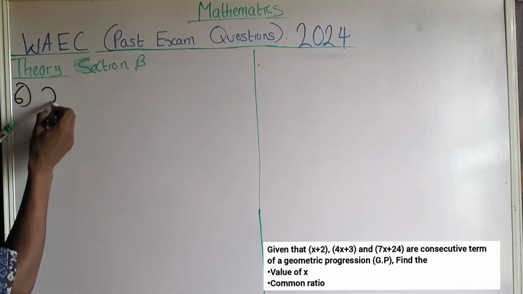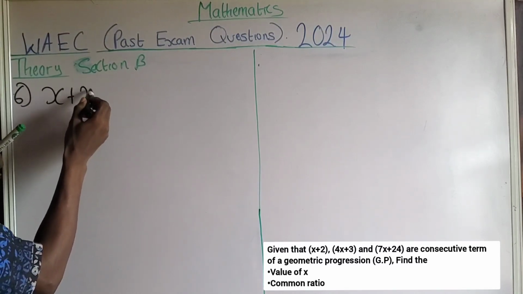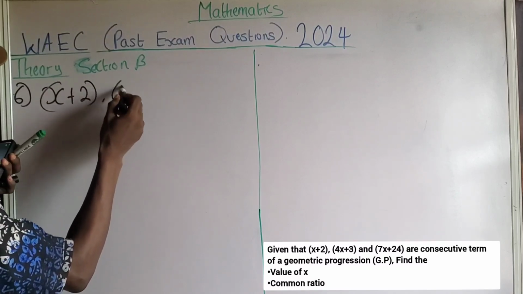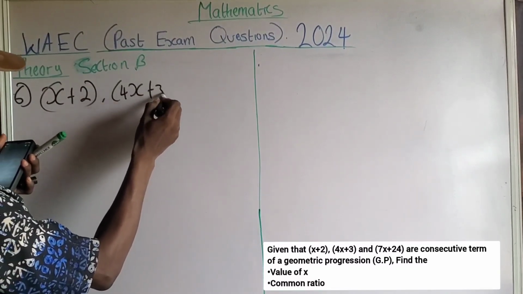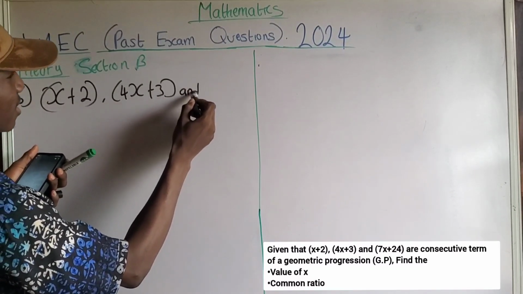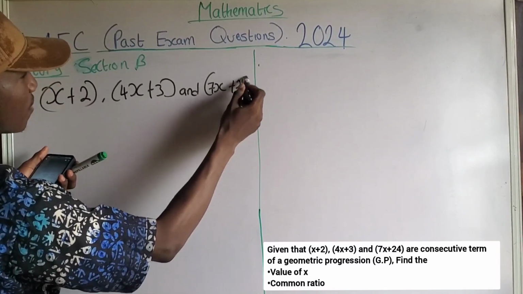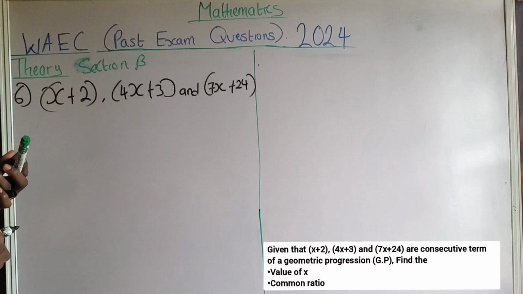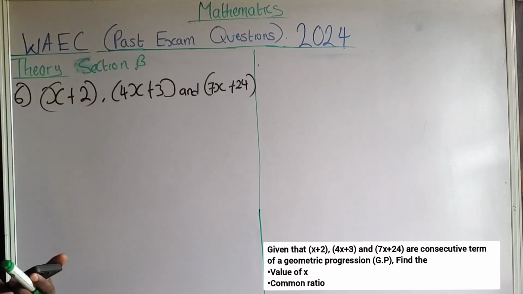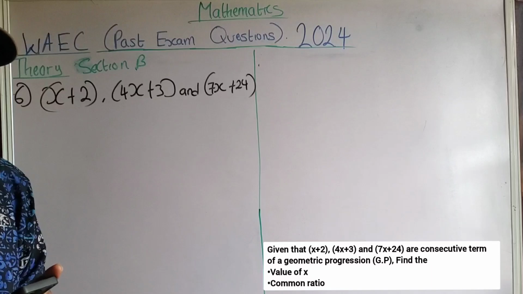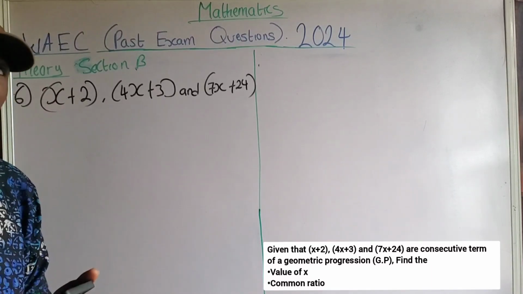x plus 2, then 4x plus 3, and 7x plus 24. They are consecutive terms of a geometric progression. Now, pay attention to the word consecutive. Because they are consecutive, they follow each other. You understand?